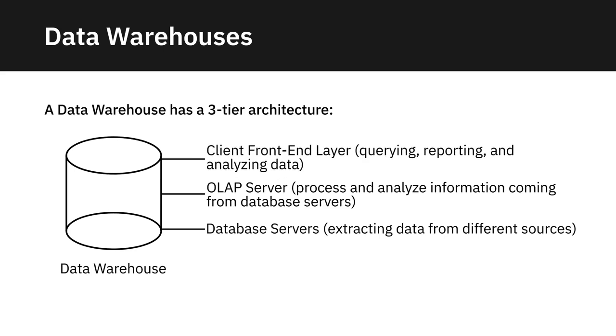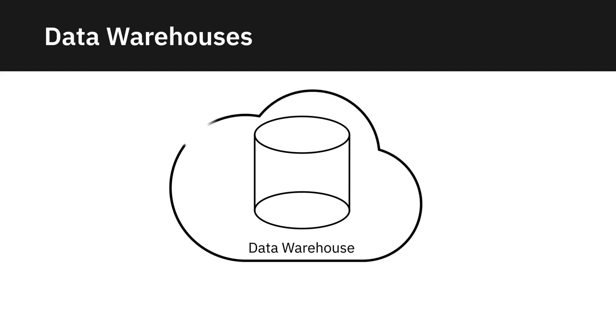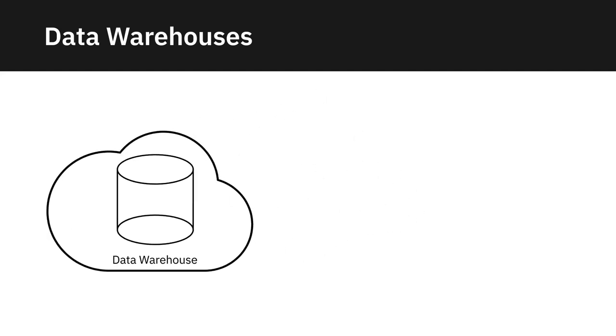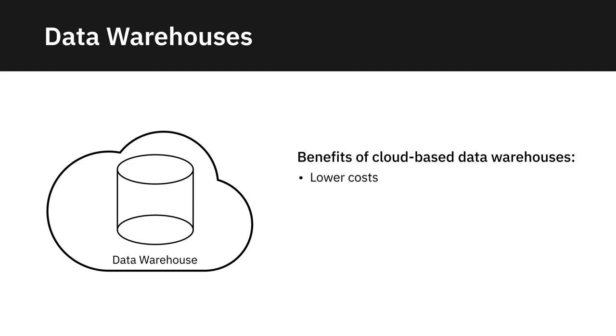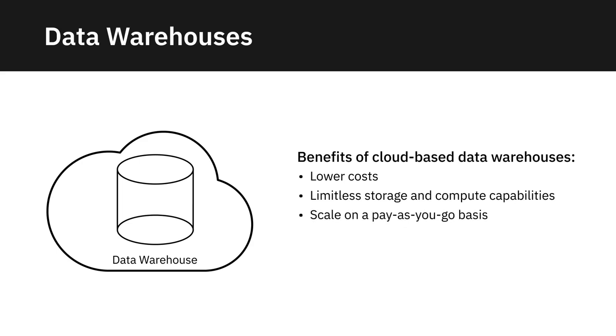And the topmost tier of the architecture includes the client front-end layer. This tier includes all the tools and applications used for querying, reporting, and analyzing data. In response to the rapid data growth and today's sophisticated analytics tools, data warehouses that once resided in on-premise data centers are moving to the cloud. Compared to their on-premise versions, some of the benefits offered by cloud-based data warehouses include lower costs, limitless storage and compute capabilities, scale on a pay-as-you-go basis, and faster disaster recovery.